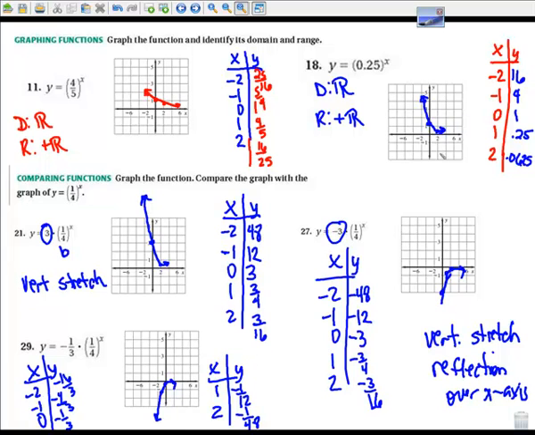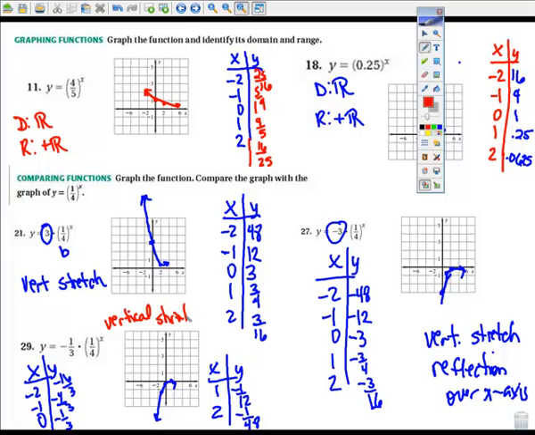And the comparison here is that it's actually a vertical shrink. And it is a reflection over the x-axis.